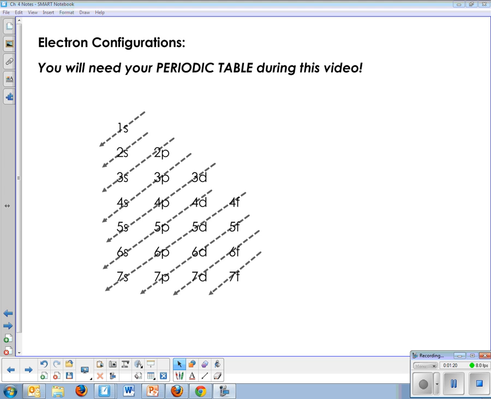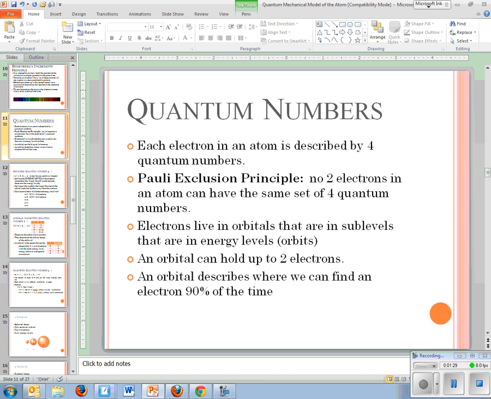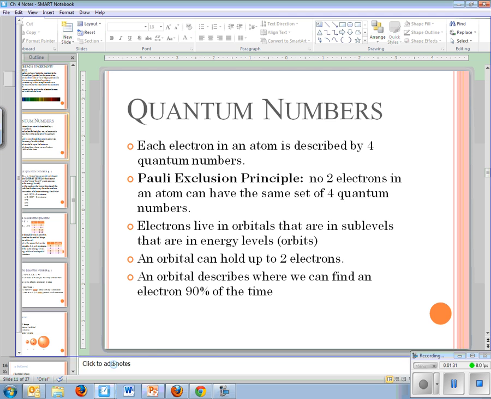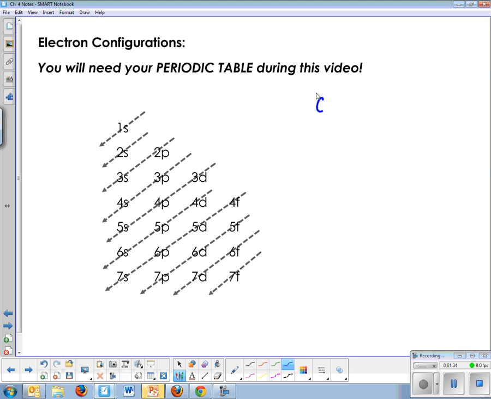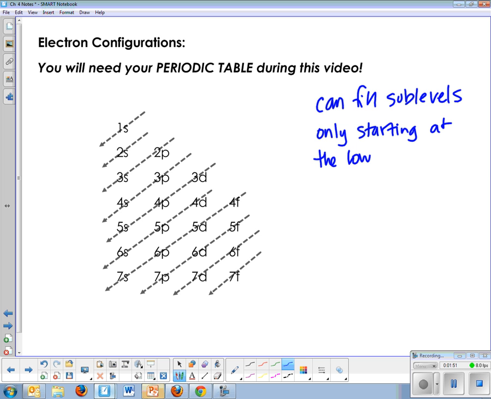We need to fill electrons in order from lowest energy to highest. So that is the Aufbau rule, or the diagonal rule. Why don't you write that down? You can fill sublevels only starting at the lowest energy. That would be 1s. So we're always going to start there and work our way up.